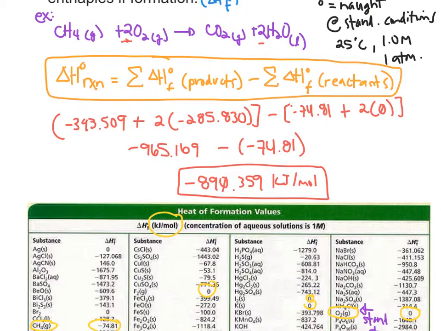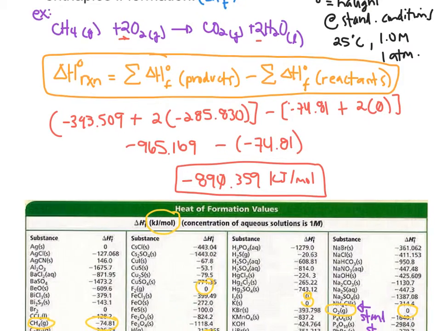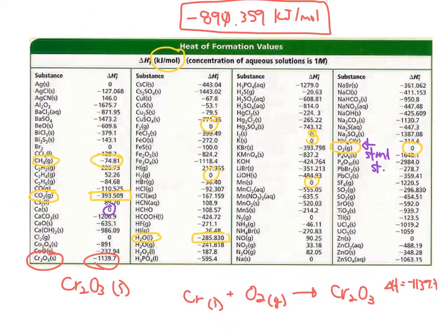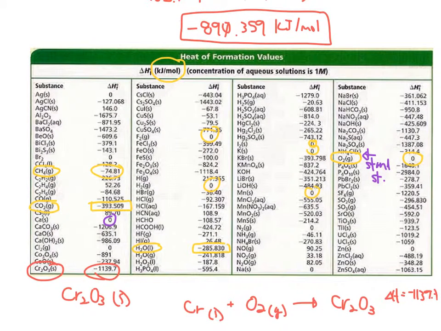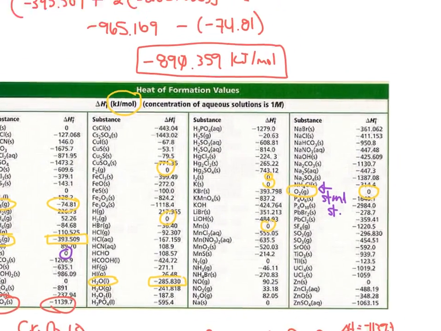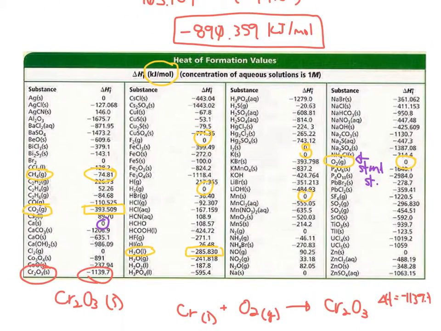Of course, the only way you're going to be able to do these kinds of problems is if you're given one of these tables, which you will be given. And if you are not on a homework assignment, for example, this is one of your appendices in your textbook. You can find heat of formation values in your textbook in the back.